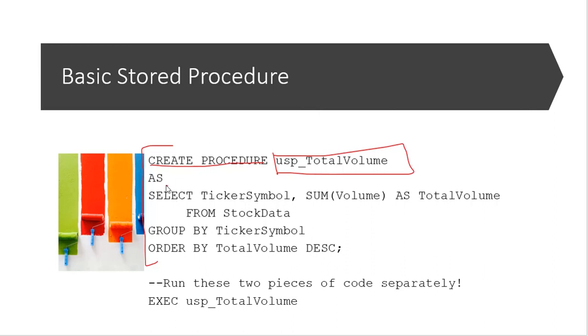This part of the stored procedure, from the select through the order by, is a normal query that we've seen all the time. We're looking at the ticker symbol, and for each ticker symbol, the total volume of shares traded. This piece of code needs to be run separately. I need to run the code from create through order by that creates a stored procedure. Separately, I execute this stored procedure by name. I can put exec or execute.